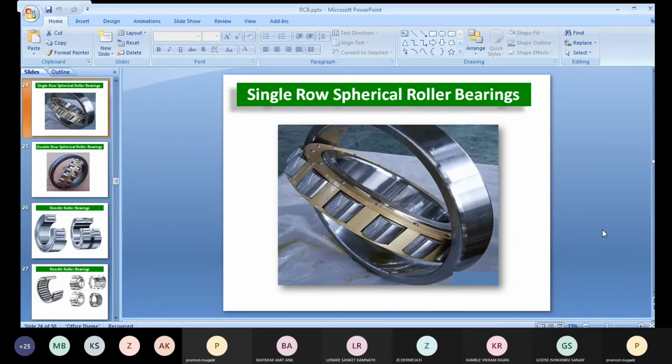Then next will be the single row spherical roller. Spherical means again somewhat of a cylindrical structure, but its cross section is circular. That's why spherical roller bearings are used, and here the races are changed. This will be the golden color races, and it can be structured like this. And it will be situated in this circular portion, the outer ring, we can say. So this is about the spherical.